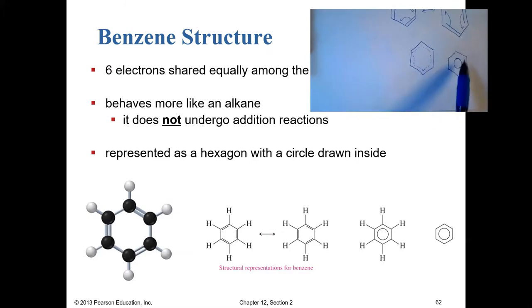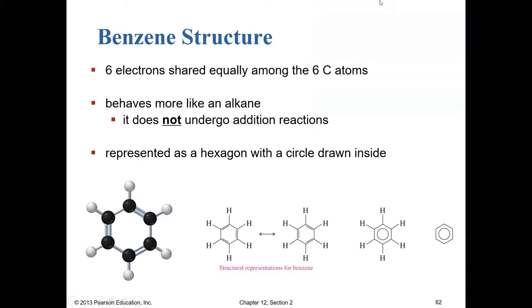So we have like one and a half bonds. And because they're constantly moving, we can't catch them to have them in a reaction. So they won't undergo addition reactions at all. They just can't because they're constantly moving. So this is important: benzene, which is a key component of an aromatic compound, does not undergo an addition reaction.